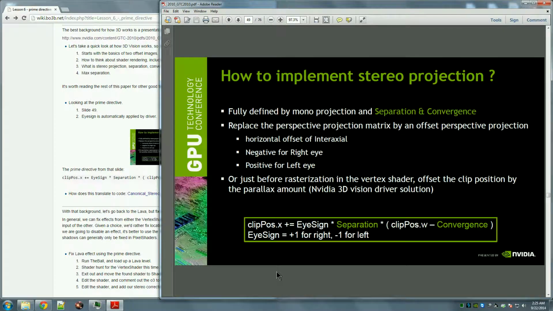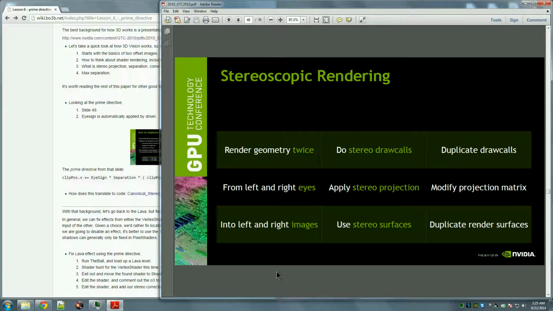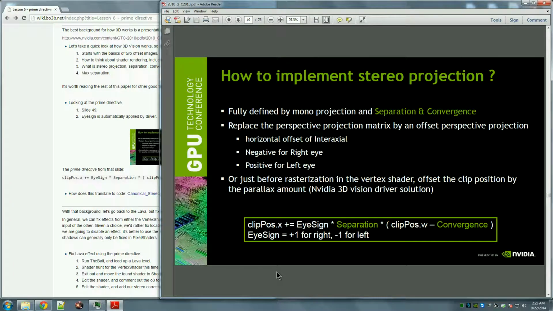Okay, this is how you actually do rendering from a code standpoint. We're not going to look at that, but we are going to look at this. This is slide number 49, and this is, in fact, the prime directive. This is how stereo projection is implemented. This is the formula that's used, and it's also called the stereo correction. And the basic principle is this formula here.